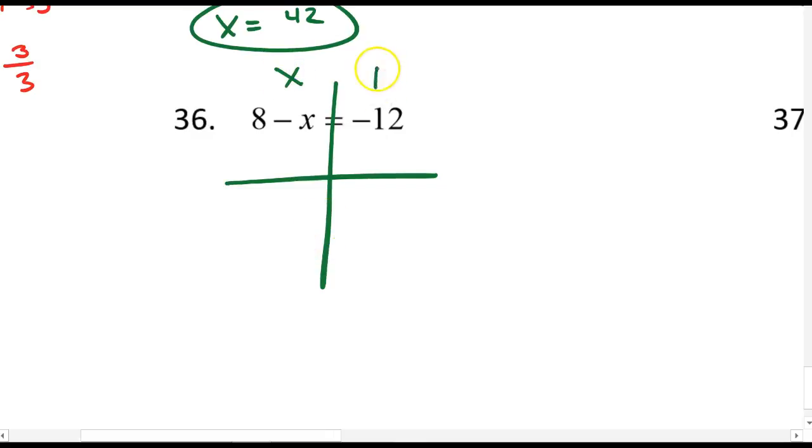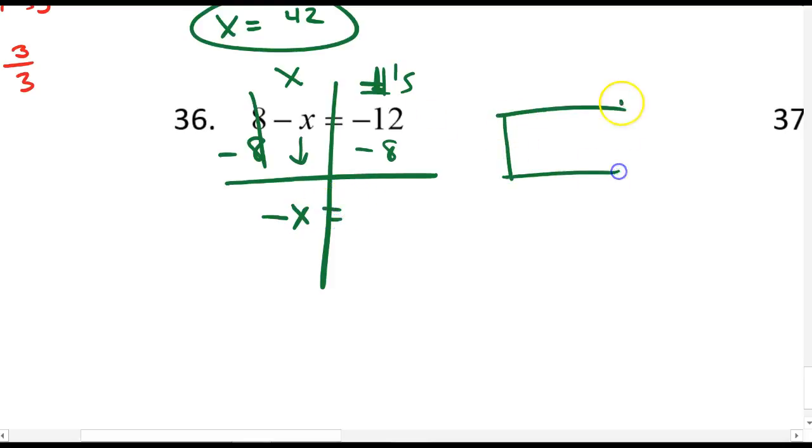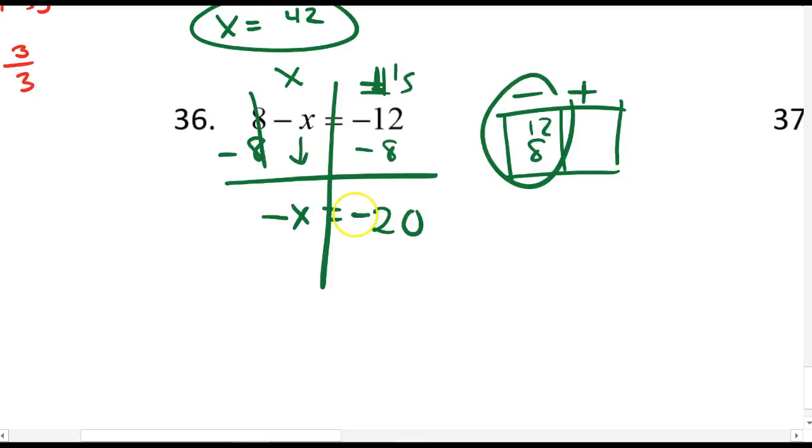Okay, now this one, again, x terms on the left, numbers on the right. Which one does not belong? Well, this 8 does not belong. The x does, the 8 doesn't. So I'm going to subtract 8, subtract 8, bring down not just x, but remember there's a negative here, so it's negative x. Okay, equals, bring out my box. Okay, this 12 is negative, the 8 is negative. Both in the same box, we add, the negative 1 will win.